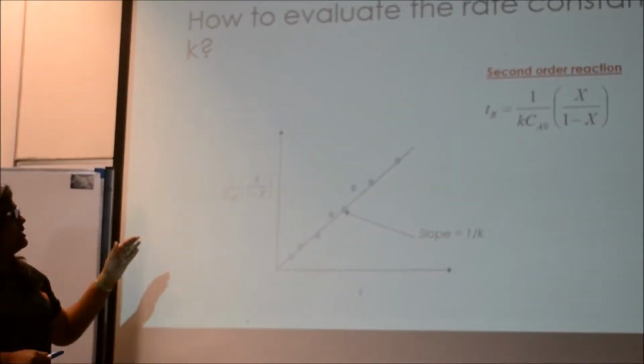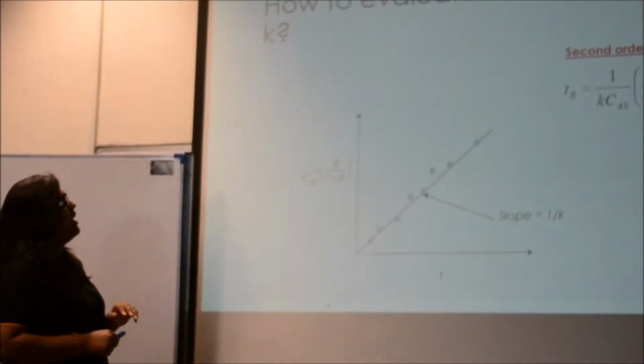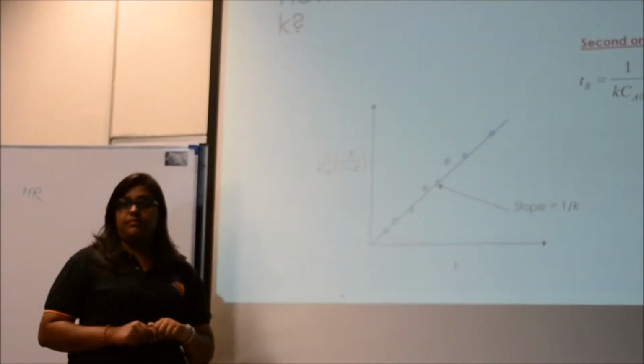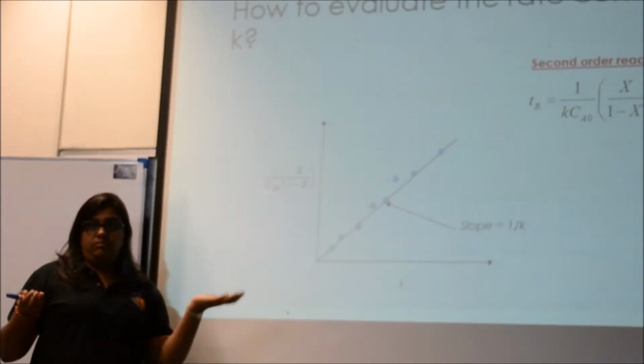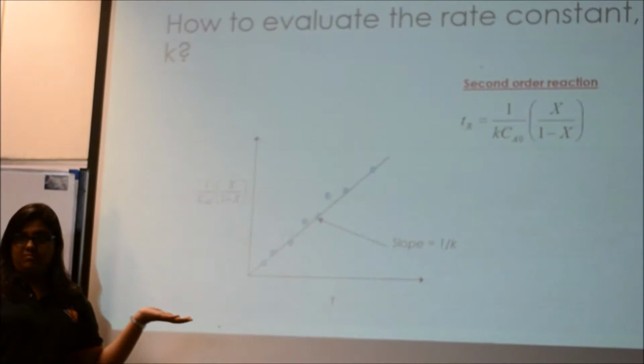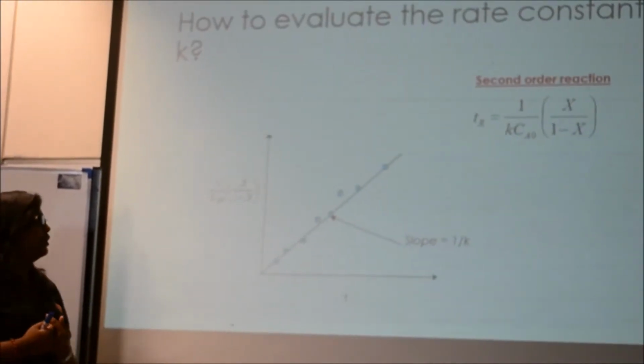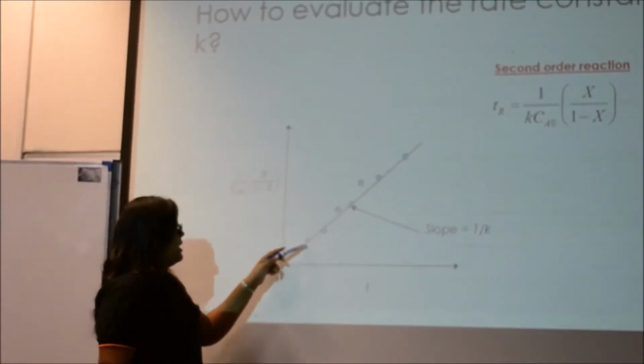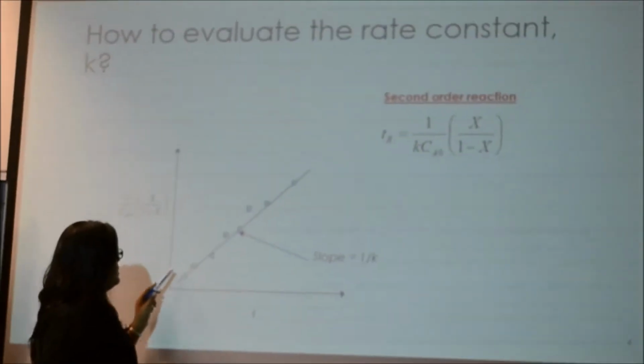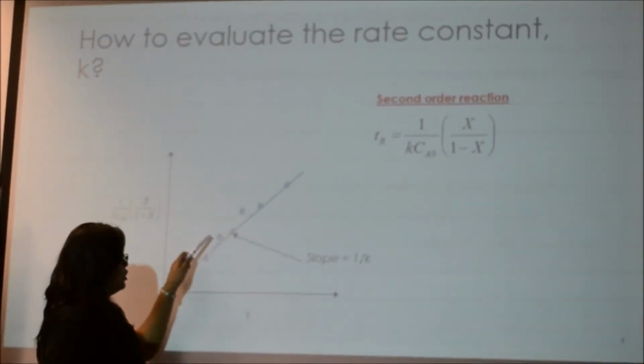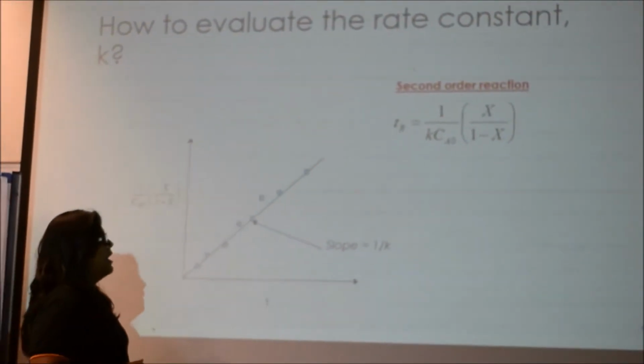Now, using this graph, can anyone tell me how can we evaluate the rate constant? Anyone? Using the slope of the graph. Yes, a good guess. As you can already see here, this graph gives us a good picture, and from the slope we can get the rate constant.